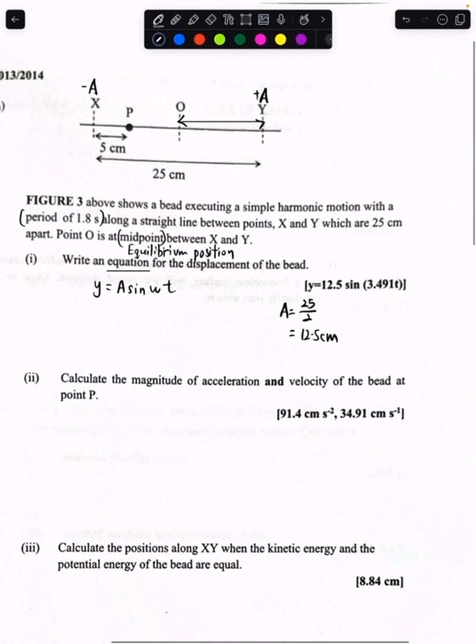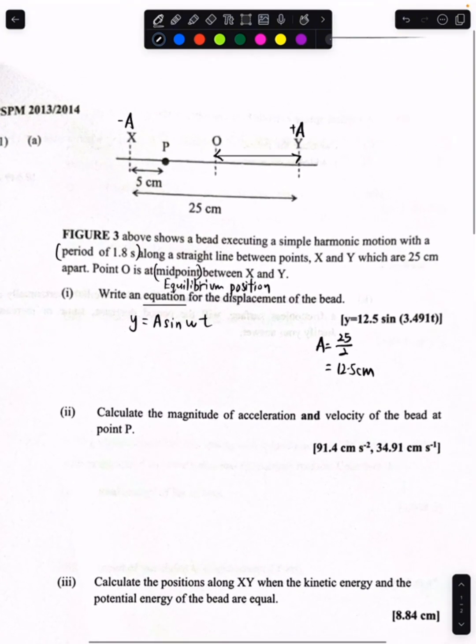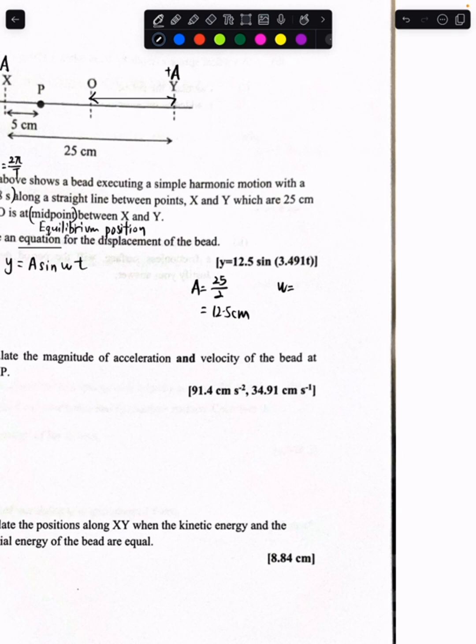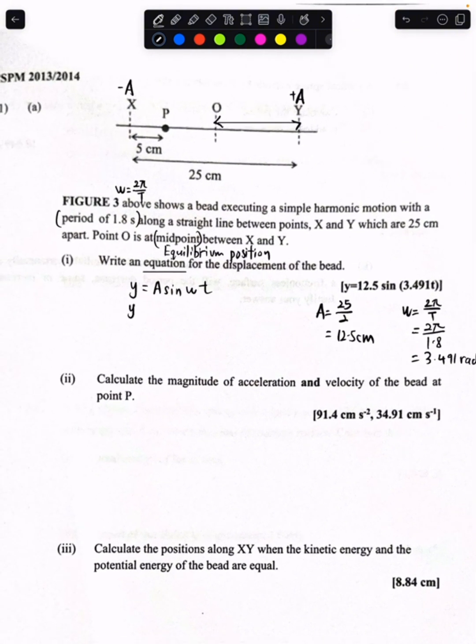While for omega, we know that normally when the question gives you the period or frequency, you can find omega already, because omega is equal to 2 pi over T. They give us the period, which is 1.8, so we can find it's actually 3.491 radians per second.